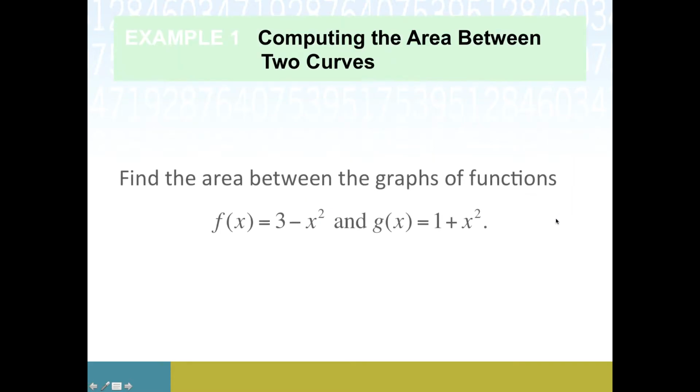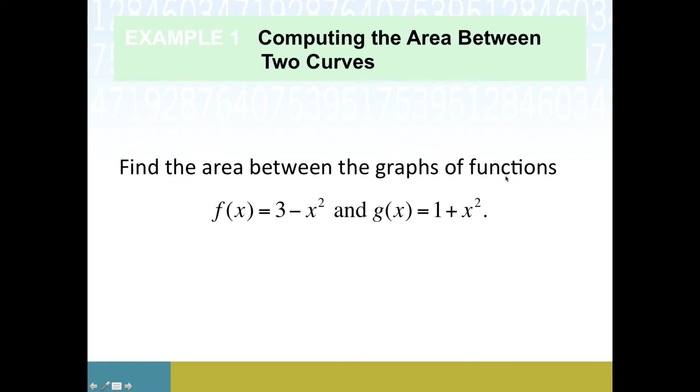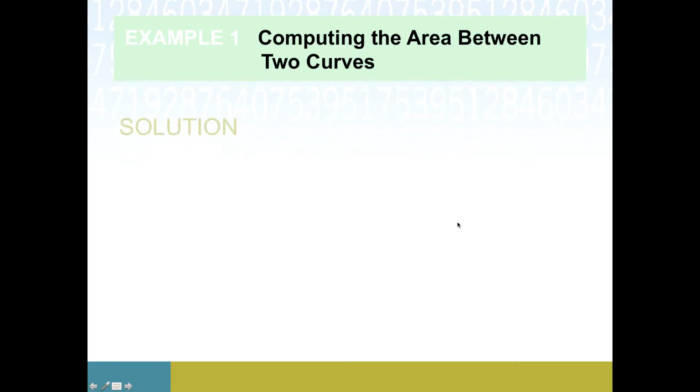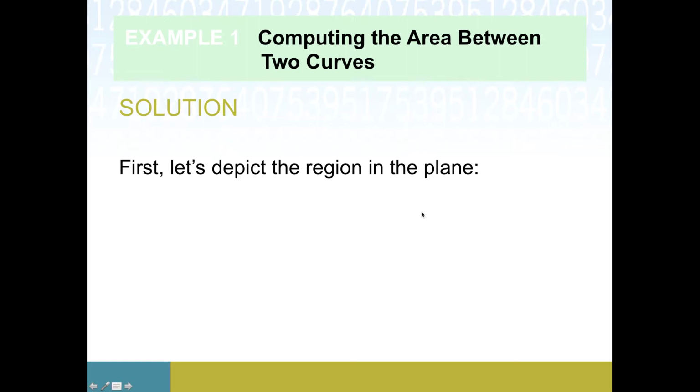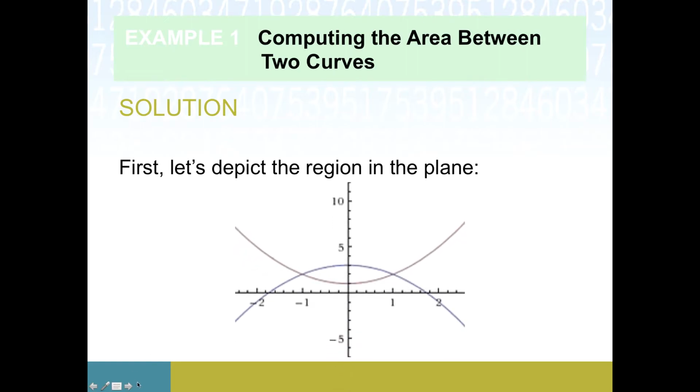Okay, so let's try this out in one case. We won't jump into a word problem yet, but we'll try this. Find the area between the graphs of these two functions. Here's f of x, here's g of x. And I think we're going to need a picture here. So let's depict this region, and I'll label stuff as we go.